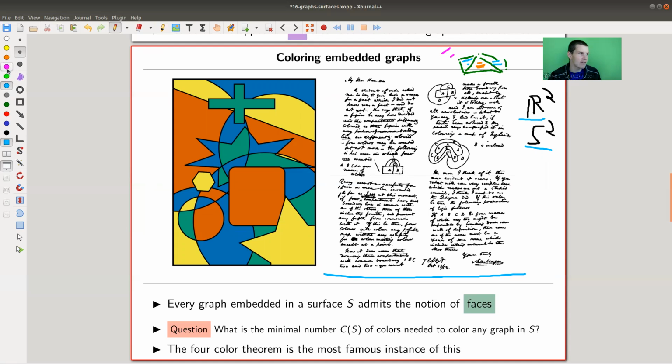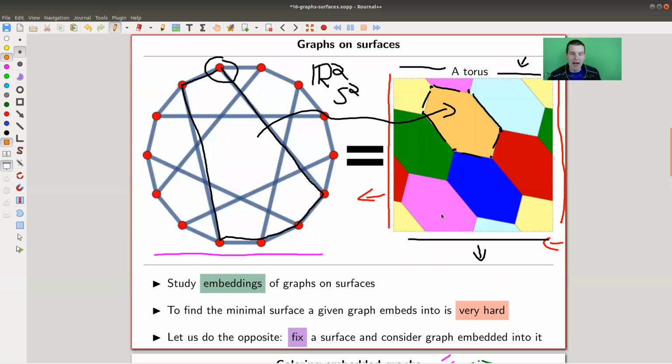And I would like to ask the same question in general. For a given surface, we only study embeddings of graphs into that surface. What is the minimal number of colors you need to color that surface? So let's have a look back here. As soon as I can embed a graph into something like the torus here, I can always talk about colorings. And in this case, I need 7 colors.